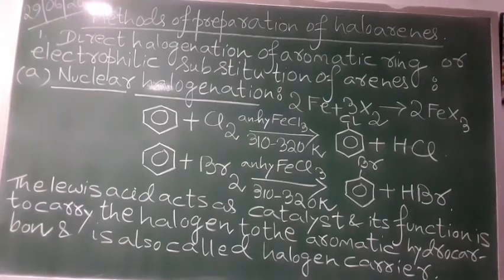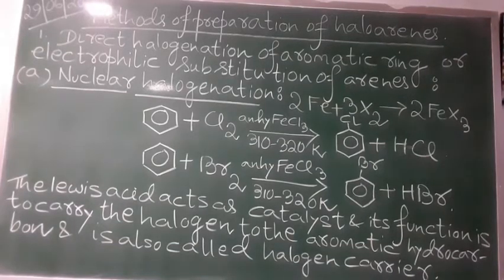Well, today I am going to discuss the methods of preparation of haloarenes. So please take out your chemistry exercise copy, classwork copy, and start writing down whatever I have written. The first method that we are going to discuss is direct halogenation of aromatic ring or electrophilic substitution of arenes.